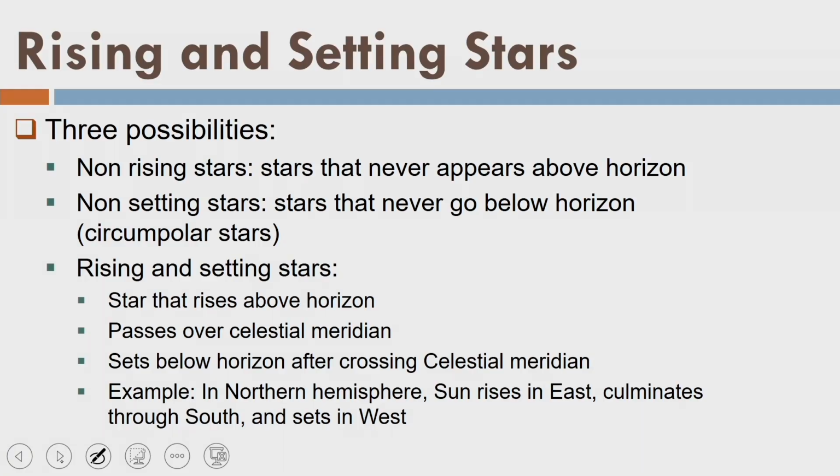So in the case of rising and setting stars, there are a few stars which are rising, a few stars which are setting, a few stars which never set, and a few stars which never rise above the horizon. So I can visualize three possibilities here. What are these three possibilities? First is a star that never sets below the horizon, and we call it a non-setting star, and we also call them circumpolar stars. There are some stars which never come above the horizon, and we call them non-rising stars. And the third category, which are rising and setting, that means they are like the sun.